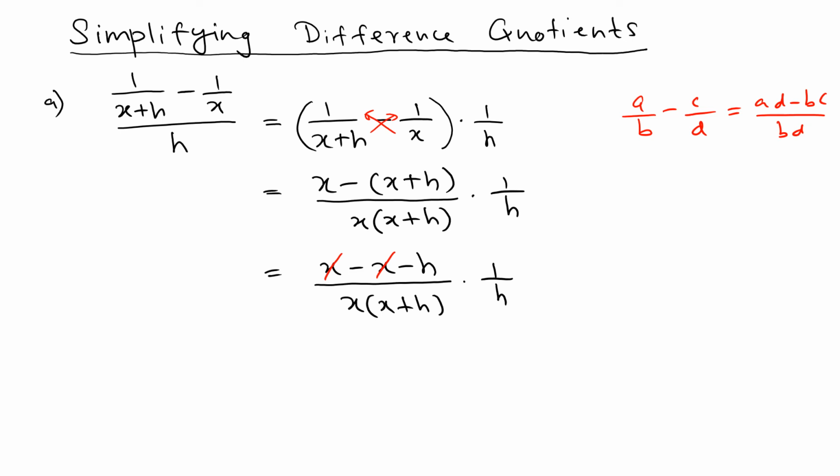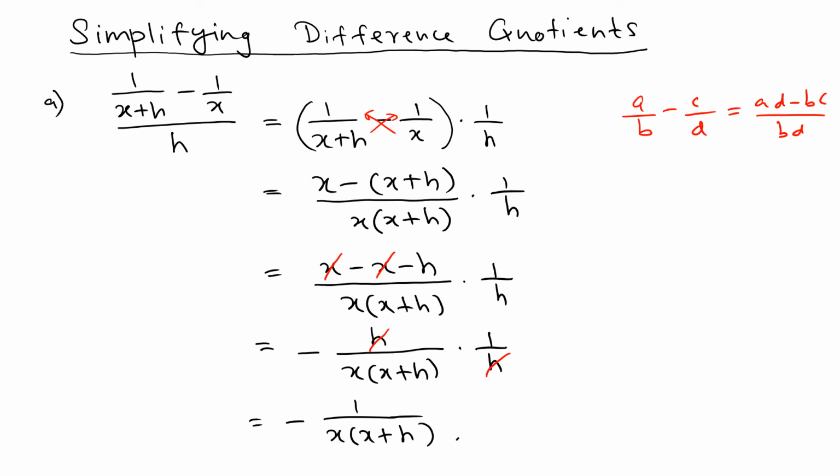So once you do that, you're going to get negative in front and h over x plus h times 1 over h. Now you can see that you can cancel h and h. So that's the second step. And then you only end up getting negative 1 over x plus h as the final simplified form. So this is how you simplify a fraction like that.